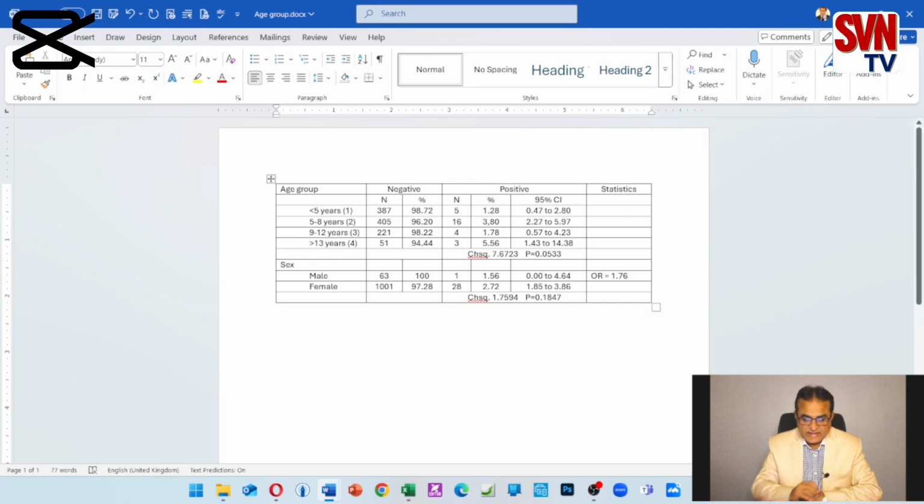It indicates the chances of infection are 76% higher in female than male. This is what the odds ratio indicates.